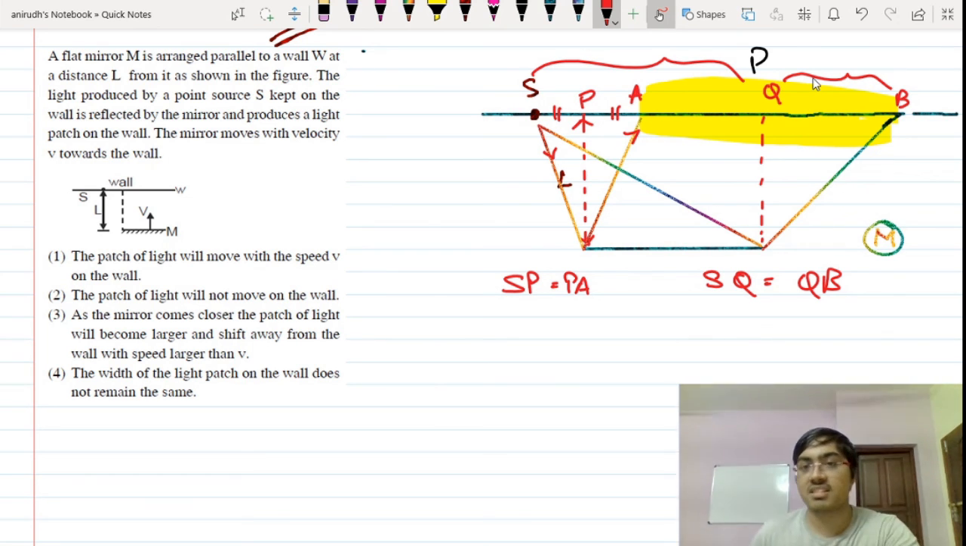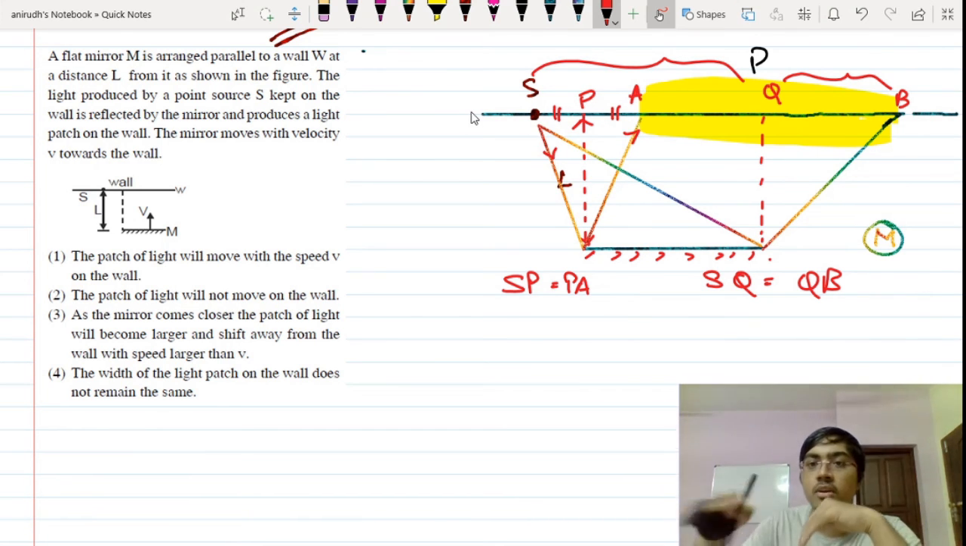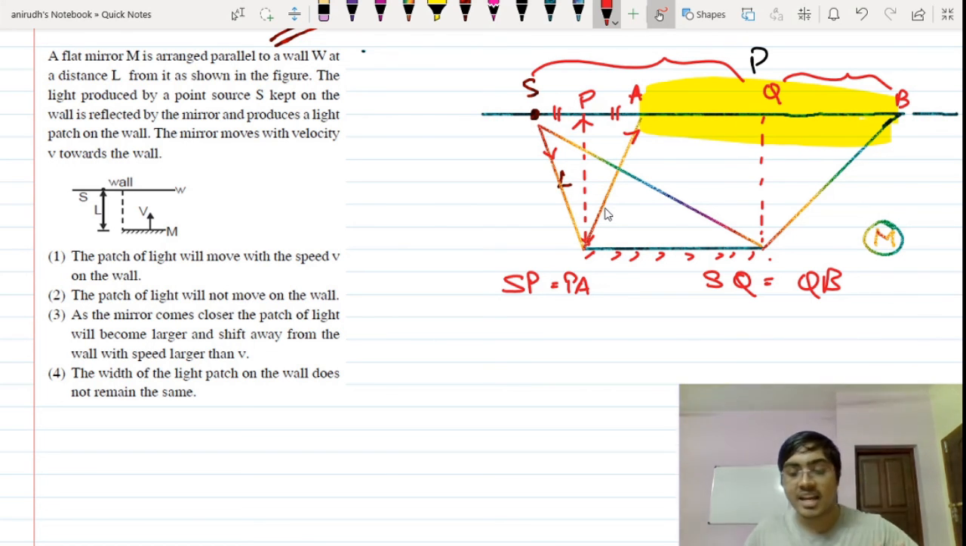It should be correct because this is a plane mirror. So this is a plane mirror, isn't it? So this much distance that it travels, the same distance it should travel here, because this wall is actually horizontal. A very horizontal plane wall has been given. So SP is equal to PA and SQ is equal to QB, isn't it? So that means the position of A, this part and this part, is not dependent on the distance between the mirror and the wall.